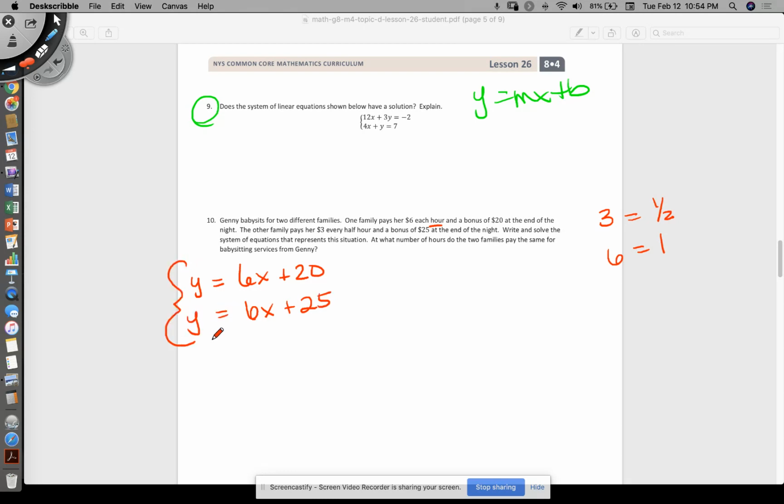I don't even need to solve this because the question's asking, at what hours do the 2 families pay the same? If they're paying the same, that means they intersected.